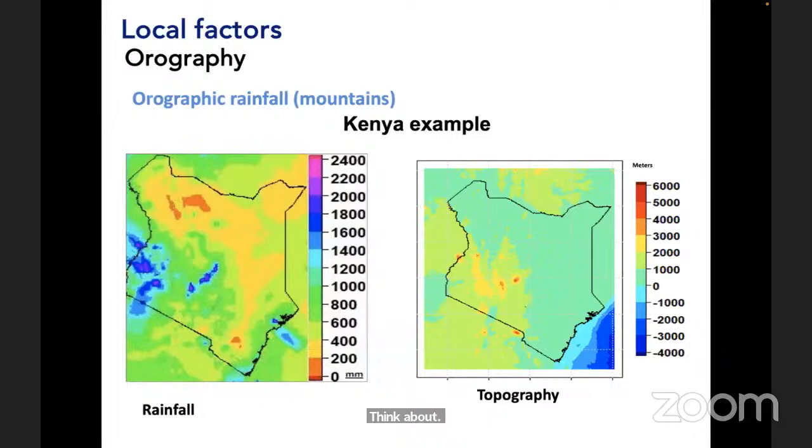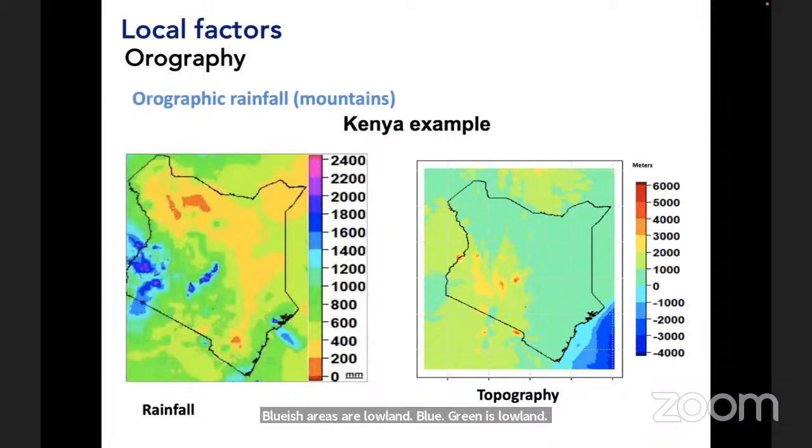So this is an example from Kenya. You can see rainfall on the left. Blue shows high rainfall areas, and red, yellow and orange show low rainfall areas for Kenya. On the right is the elevation. The bluish and blue-green areas are lowland, and red, orange and yellow are highland.